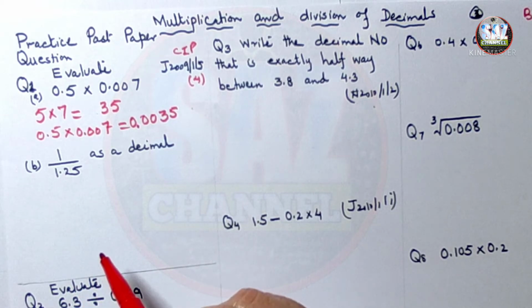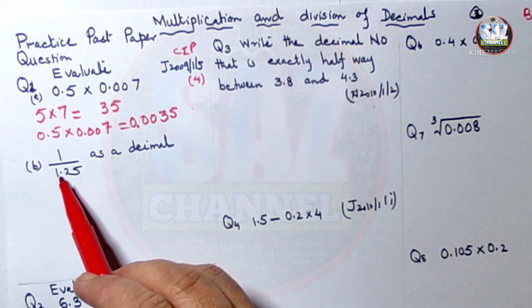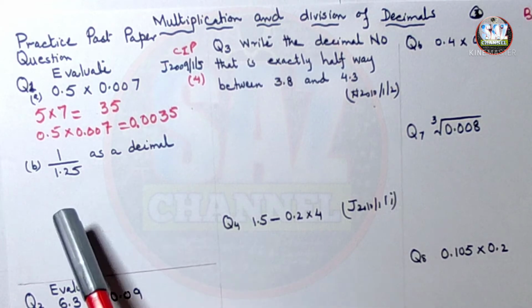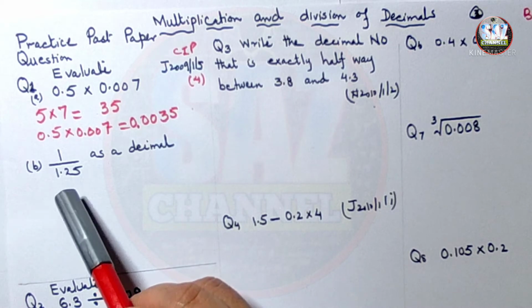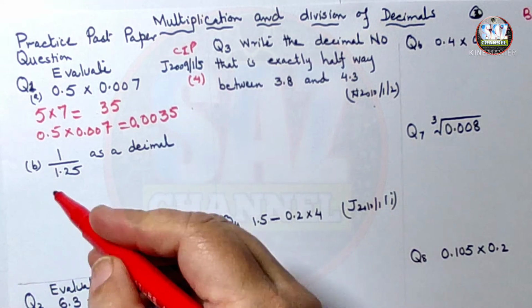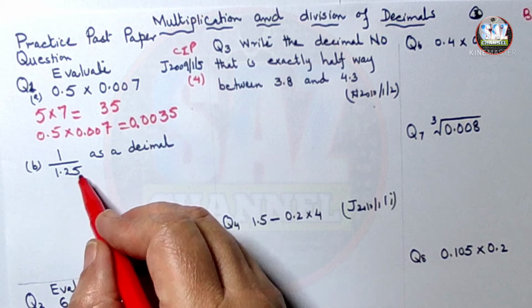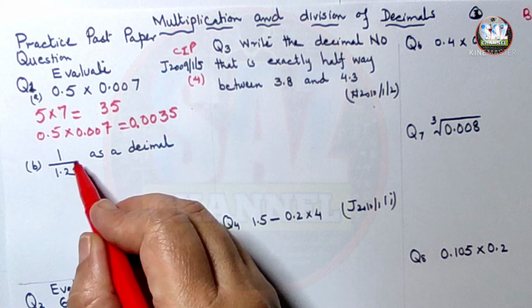Moving to the next question, which says that we have to write 1 over 1.25 as a decimal. Recall how to convert a decimal number into a simplified form. We have to remove the decimal of the denominator and make it an integer, so that we can perform our calculation easily, by multiplying by a suitable power of 10. And when we multiply the denominator, we have to multiply the numerator as well by the same power of 10.